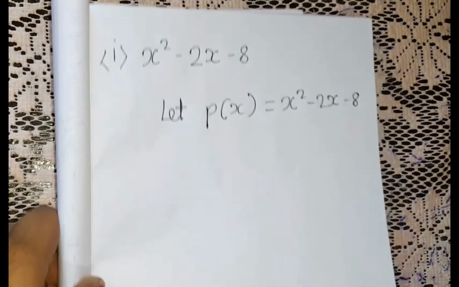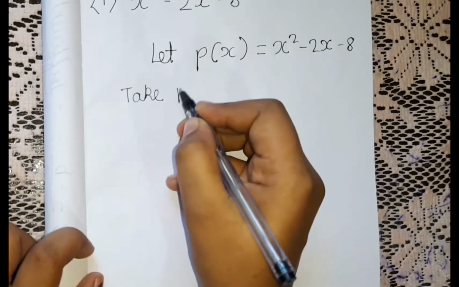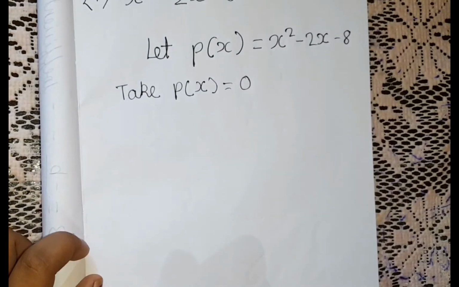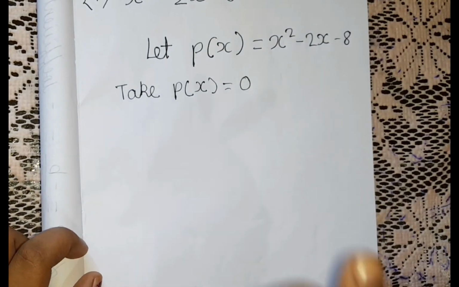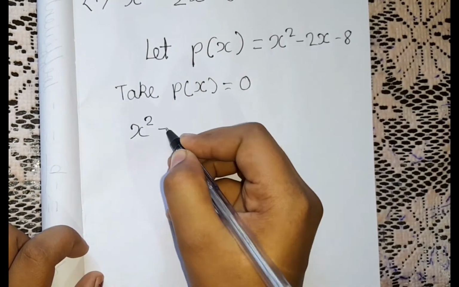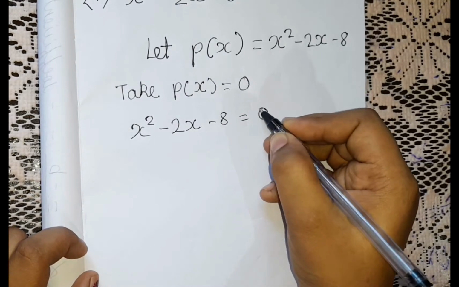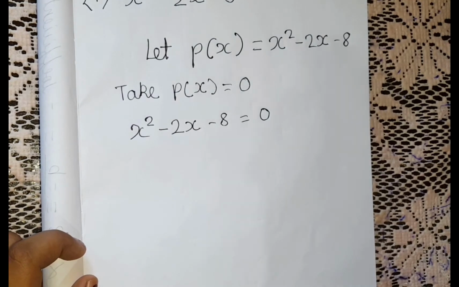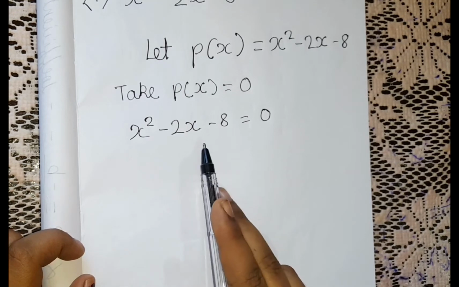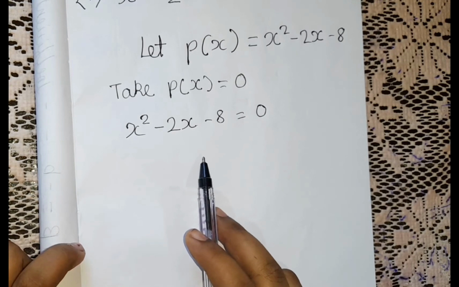Now let us take p of x is equal to 0. So now what we are going to do is write the same thing, the question as it is, x square minus 2x minus 8, and write is equal to 0. Here you should concentrate a lot. Here we have x square, we have minus 2x, and here we have minus 8. Instead of writing minus 8, we can just split it.